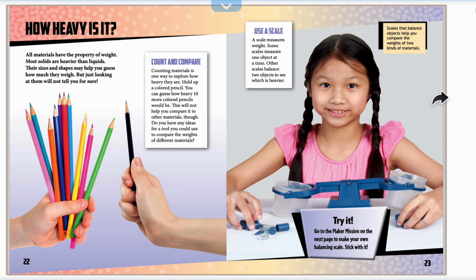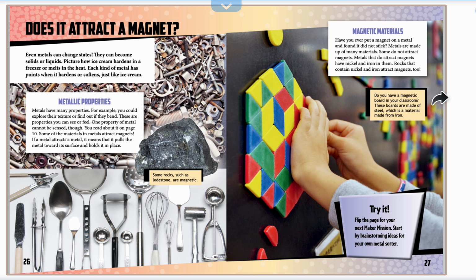Does the object attract a magnet? Even metals can change states. They can become solids or liquids. Picture how ice cream hardens in a freezer or melts in heat. Each kind of metal has a point where it hardens or softens, just like ice cream.